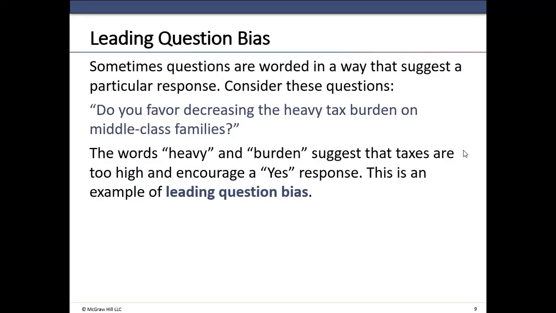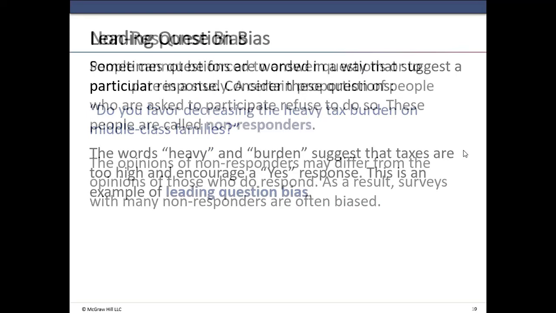Leading question bias. Sometimes questions are worded to suggest a particular response. Consider this question: Do you favor decreasing the heavy tax burden on middle class families? Notice this question is worded with decreasing, and then it says heavy tax burden. So people are already led into the conclusion that the tax burden is heavy. Therefore, their answer will be yes. The words heavy and burden suggest that taxes are too high and encourage a yes response. This is an example of a leading question bias.